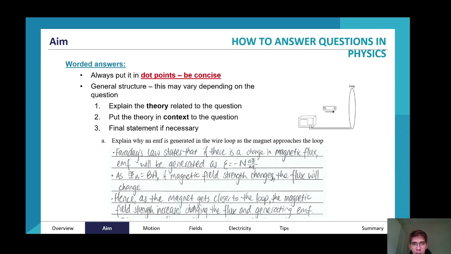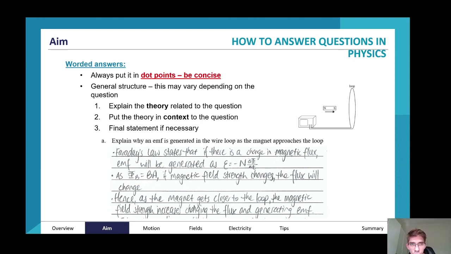Explain why an electromagnetic force is generated in the wire loop as the magnet approaches the loop. Again, explain why an EMF, or electromagnetic force, is generated in the wire loop as the magnet approaches the loop. So explain why there is a voltage. That's what EMF is. And the answer will contain three main points.